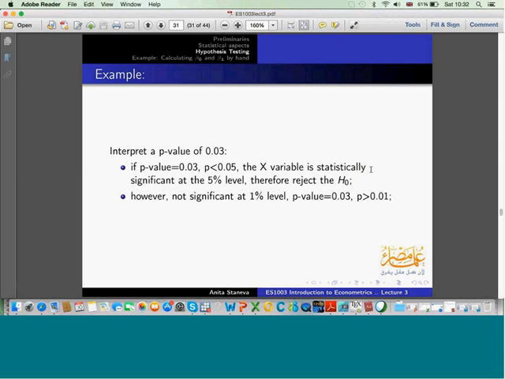For example, we want to interpret a p-value of 0.03. We can see that the p-value of 0.03 is less than 0.05. Then the x variable is statistically significant at the 5% level, and we reject the null hypothesis. However, this is not significant at the 1% level because 0.03 is greater than 0.01. So in this case, we reject the null hypothesis at the 5% level, but we do not reject at the 1% level. This might be the case in practice.